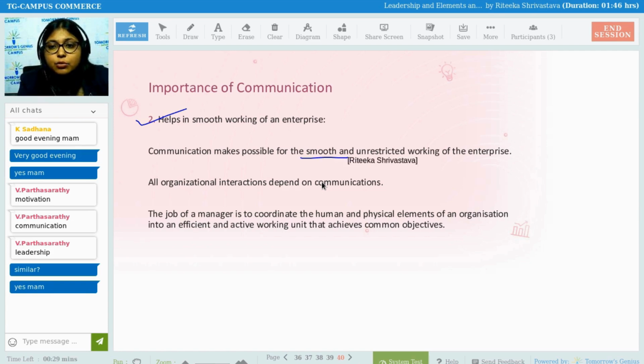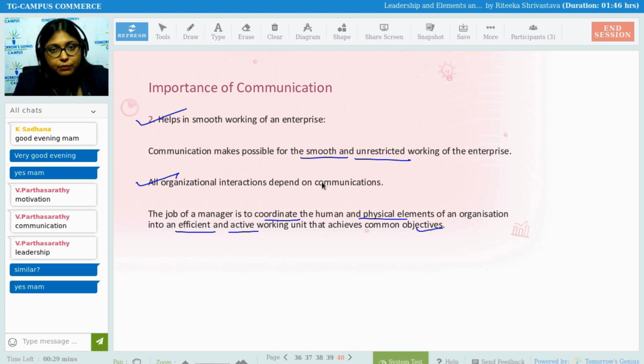Communication makes possible the smooth and unrestricted working of the enterprise. All organizational interactions depend on communication. The job of a manager is to coordinate the human and physical elements of an organization into an efficient and active working unit that achieves common objectives.